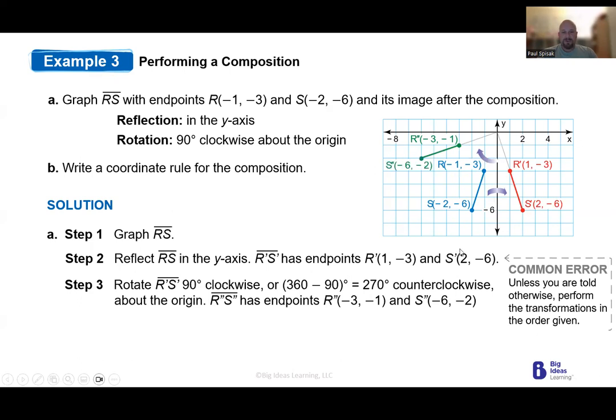And those are our 2 new points. So our final image for this composition of transformations has R double prime and S double prime at (-3, -1) and (-6, -2).